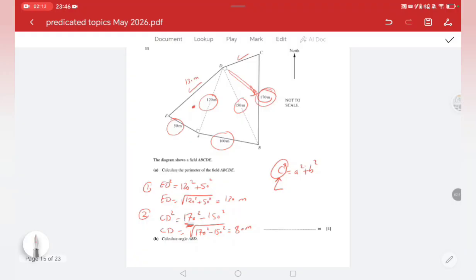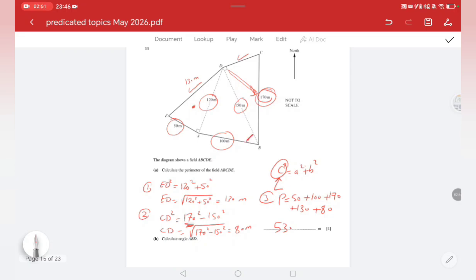So in this case, the third step, if we are talking about the perimeter, let's add all of them: 50 plus 100 plus 170 plus the new two sides, the 130 plus 80. So this 80 plus 130 plus 170 plus 150. So this one is 530 meters. Okay, next one, we need to calculate the angle ABD.